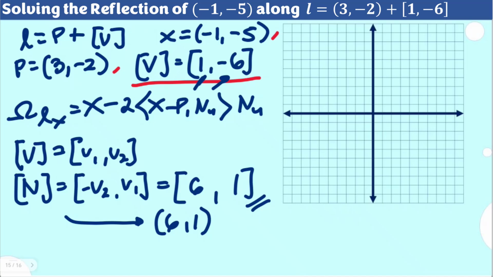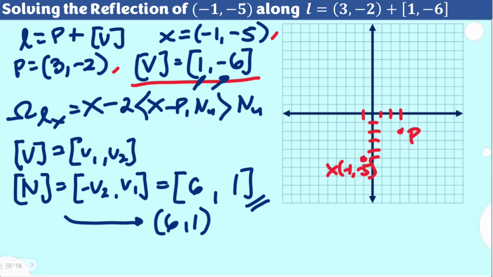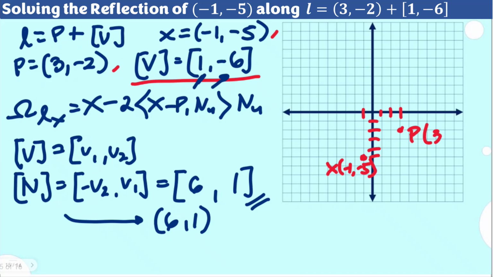If we're going to have a graph, and if you don't like this, you can of course skip this and go to the part of automatically solving for the reflection. But for those of us who would like to see the graph, I'm going to present it in this manner. Let me plot the X at -1, considering that each grid is 1, and -5. This is our X, (-1, -5). Our point P is at (3, -2). This is our point P.